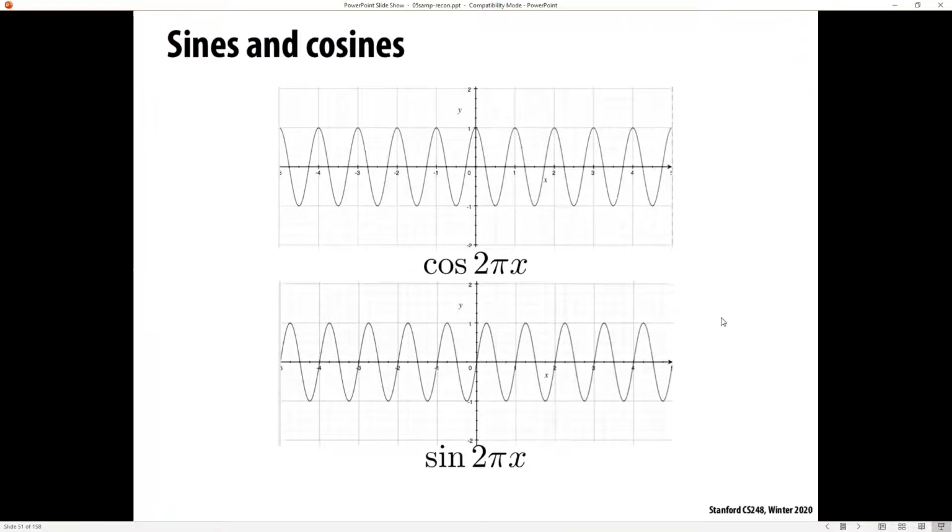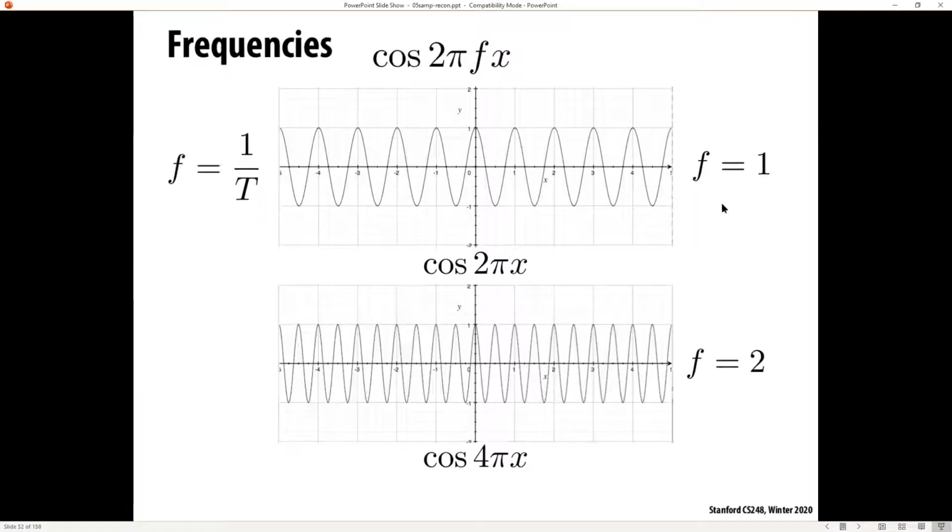Okay, so you've all seen cosines and sines, right? You know what these things look like. Probably in your trig class, you did a lot of study of these things. We can talk about the frequency of the signal. This is something I'm sure you've done before in some math class. We can have low frequency signals and higher frequency signals, meaning that the sine and cosine goes up and down more often.